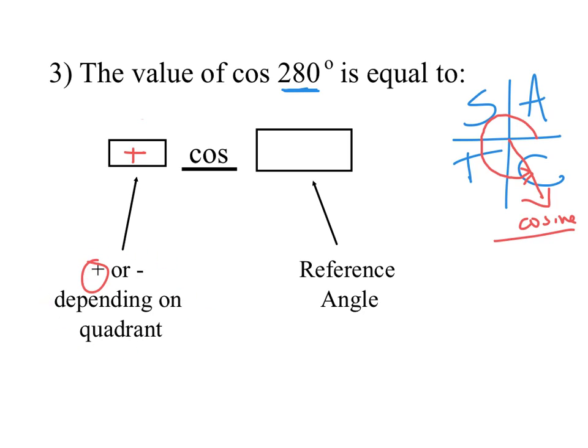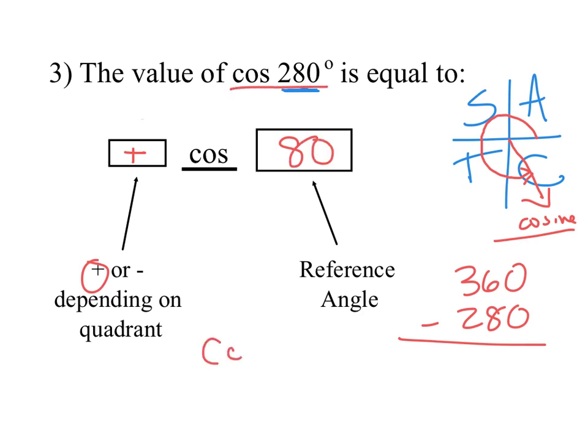The line here is just saying put this right there. If this says cosine, you put cosine there. If it says sine, you put sine, and so on. For this last box, you simply find the reference angle of 280. We're in quadrant 4, so we do 360 minus 280, and that's 80. Done. So the cosine of 280 is equivalent to the cosine of 80.